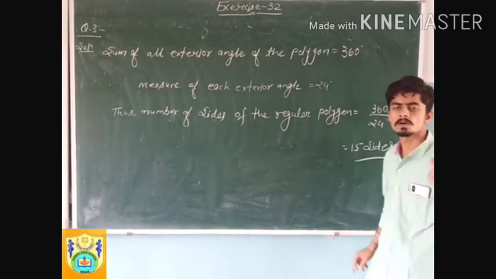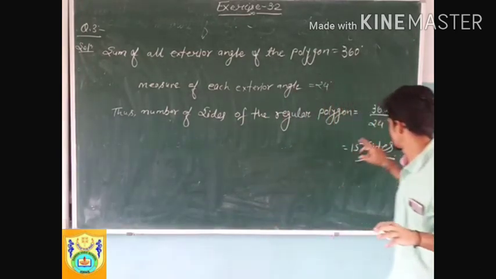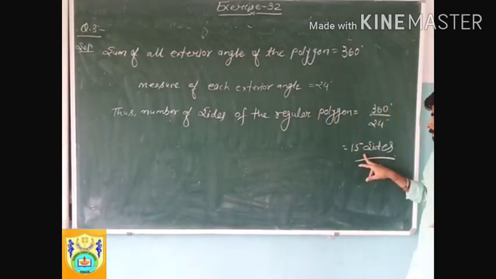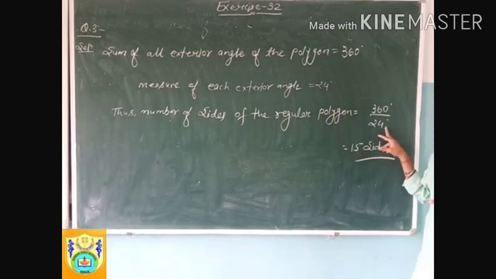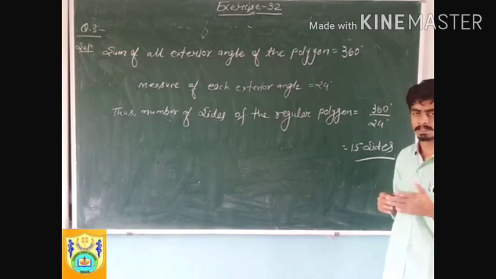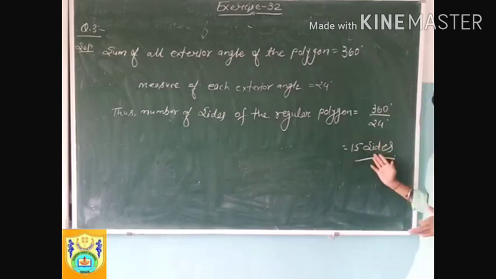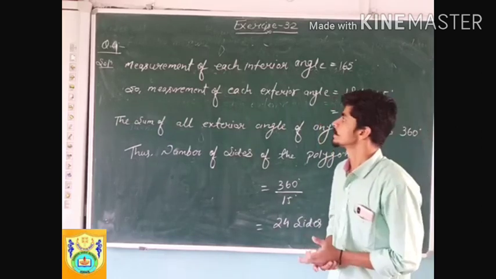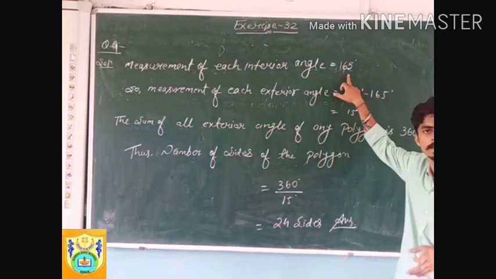So in this question the measurement is given, and in the previous question the sides were given. 15 sides were given in the previous question and 24 degrees is given in this question. So these are just opposite. In that question we had to find the measurement of the angle, and in this question we have to find the number of sides.